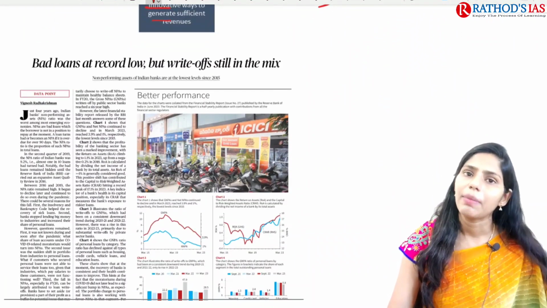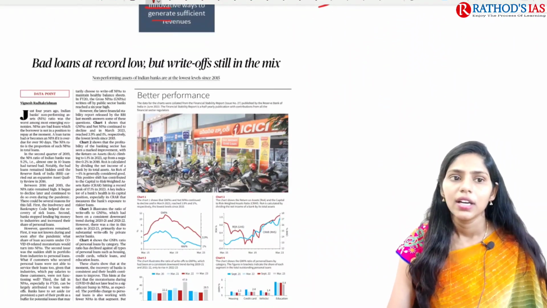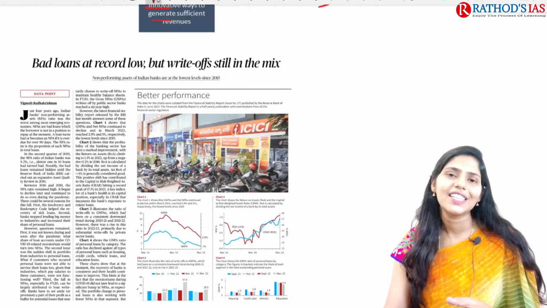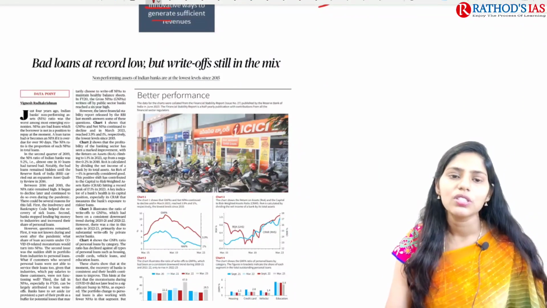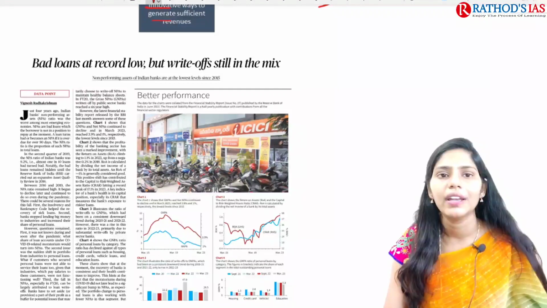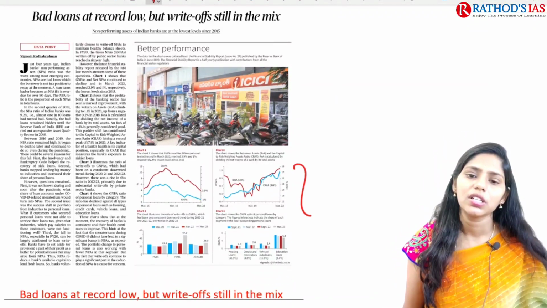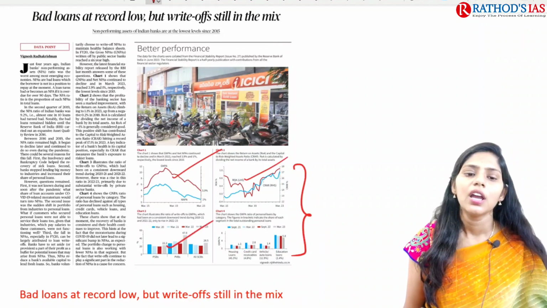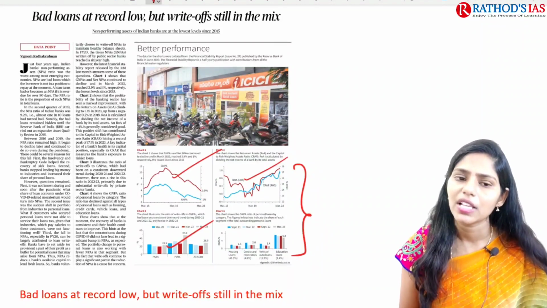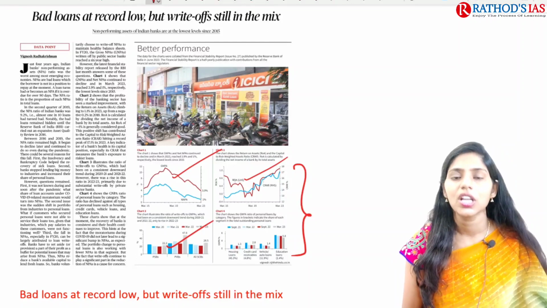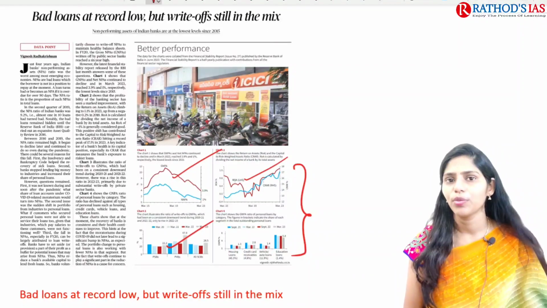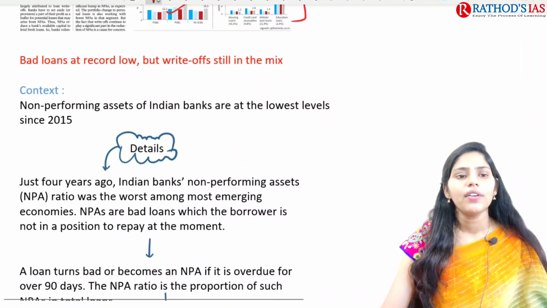And the next topic is about bad loans at a record low. So now we can see, especially from 2015 onwards, there is a decrease in NPAs. So this is the article, and if you see the graphs here, you can understand the data. And this type of graphs and representation you can use in your mains to improve your marks. So now let us see the context.